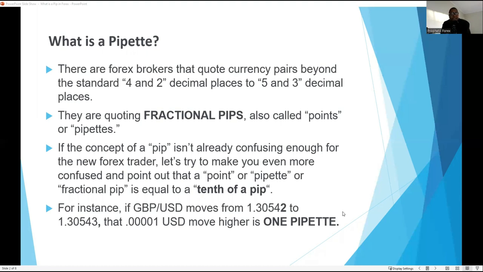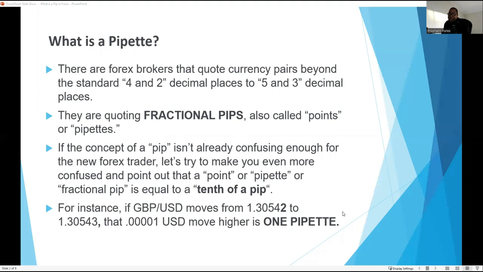You may see this when you're trading NASDAQ or US30 or German 30, because they're indexes, so they normally move in piplets or points, or the word there is fractional point. If the concept of a pip isn't already confusing enough for the new forex trader, a lot of people trading indexes who have not laid the foundation of knowledge, as you're doing right now as you're watching this, get confused and lose a lot of money because they don't understand how much they're actually trading with.